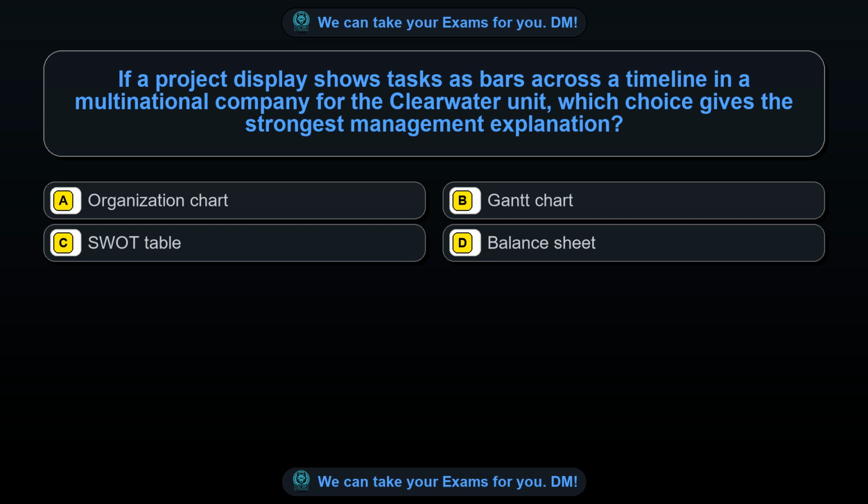Question 46. If a project display shows tasks as bars across a timeline in a multinational company for the Clearwater unit, which choice gives the strongest management explanation? Option A, organization chart. Option B, Gantt chart. Option C, SWOT table. Option D, balance sheet. The correct answer is option B, Gantt chart.